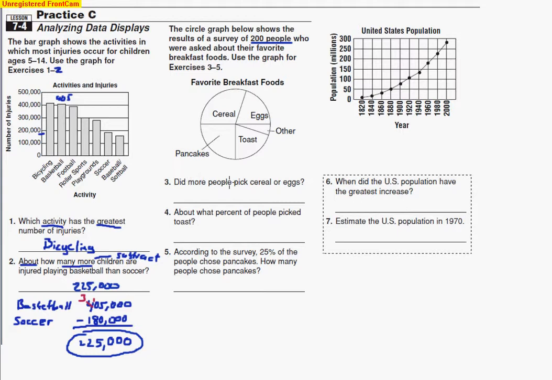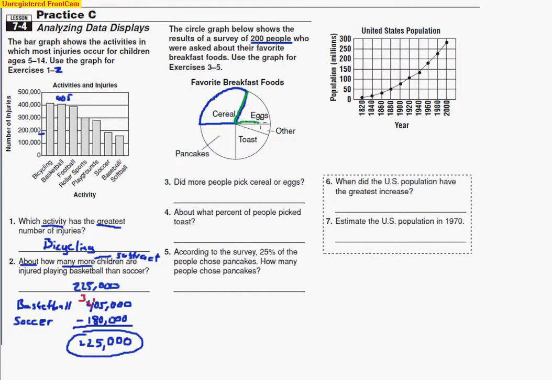Did more people pick cereal or eggs? Well, let's take a look at cereal. And let's think of this like a piece of pie, and you're trying to figure out which piece is bigger. There's cereal. And now let's take a look at eggs. So here's eggs.